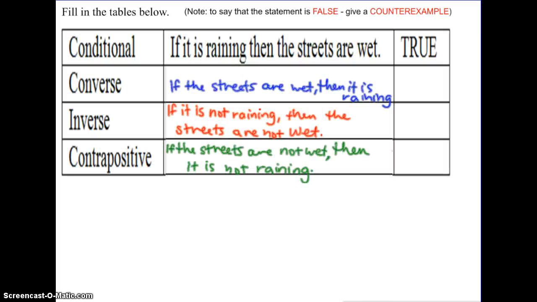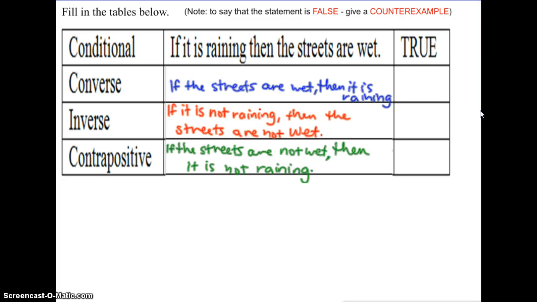Alright, logic, day 2. Alright, so if we take a look here, I have a conditional statement that if it is raining, then the streets are wet. So the converse of that, remember, you're going to switch the hypothesis and the conclusion. So, if the streets are wet, then it is raining. The inverse, you keep the same conditional statement, if it is raining, then the streets are wet, but this time you negate the hypothesis and the conclusion. So if it is not raining, then the streets are not wet. The contrapositive, you switch both the hypothesis and the conclusion, and you negate both. So if the streets are not wet, then it is not raining.